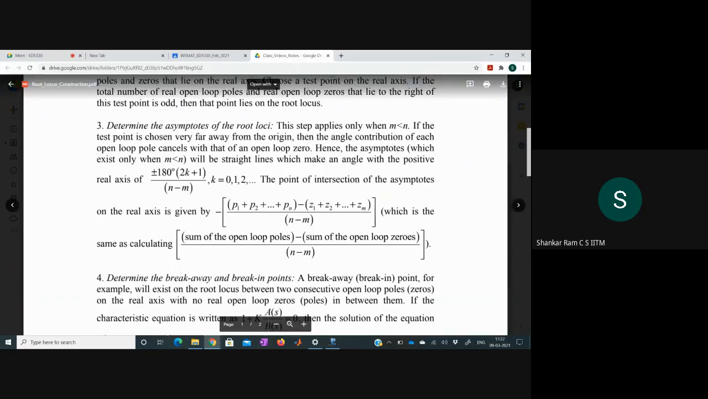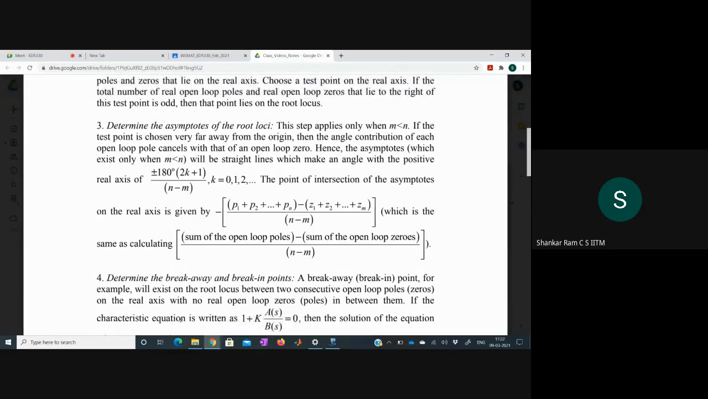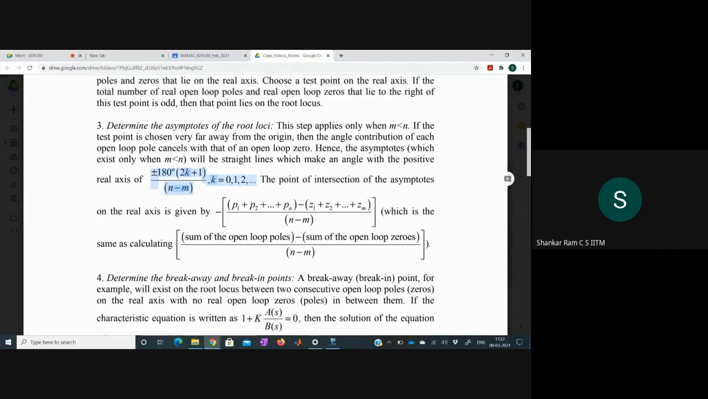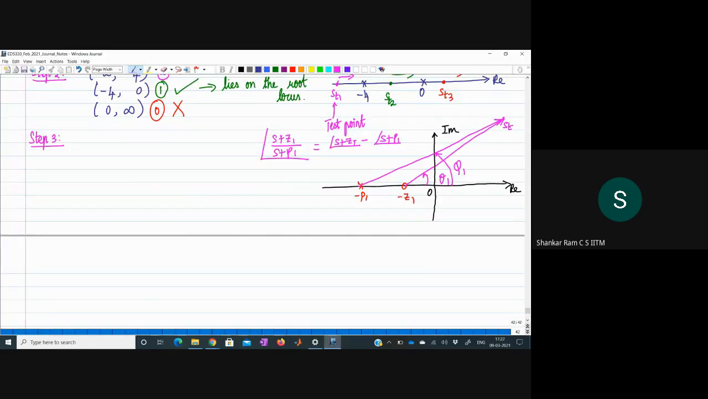So if at all there are asymptotes, they are going to be straight lines which make an angle with the positive real axis of plus or minus 180 degrees times (2k plus 1) divided by (n minus m). So how did we get this? The denominator n minus m comes in because there are n minus m asymptotes. And the numerator, plus or minus 180 degrees times (2k plus 1), comes in because that's the right hand side of the angle condition. So as a result, please note that in general, there will be n minus m asymptotes.